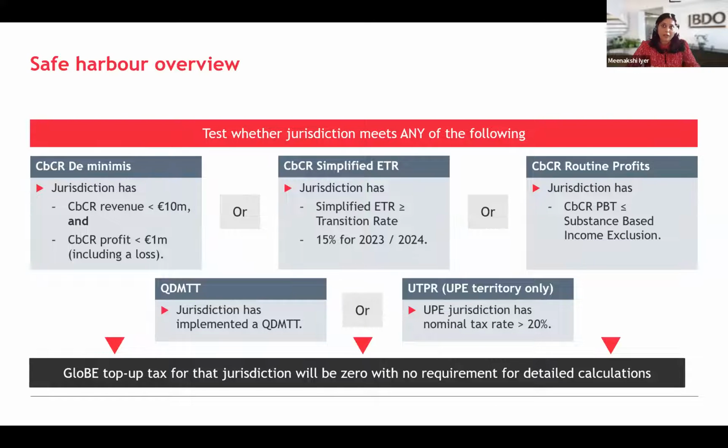Now, the applicable accounting standards have been defined in the GloBE Rules, and an authorized accounting standard is a standard which is used in the local territory. For example, UK GAAP would be an authorized accounting standard.